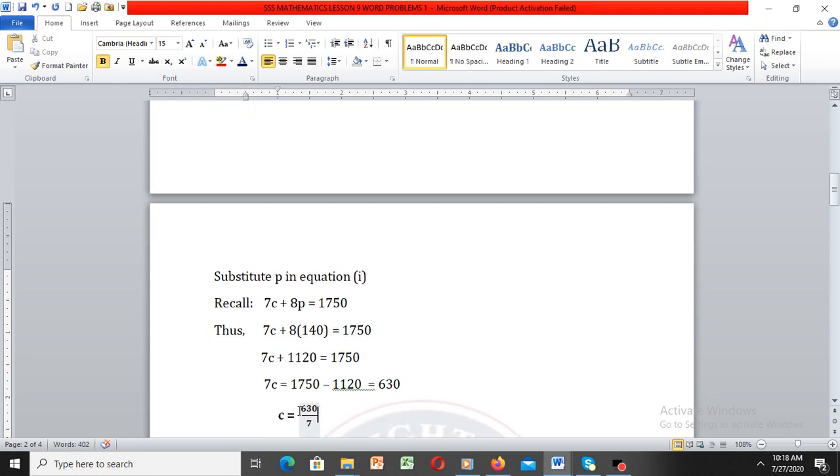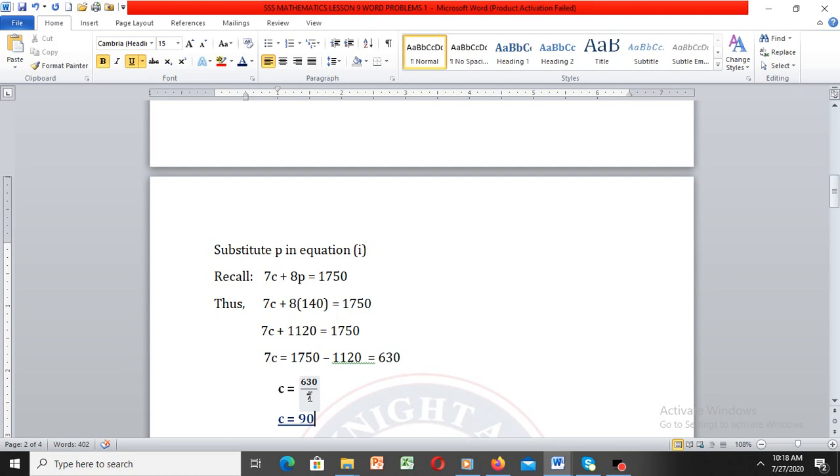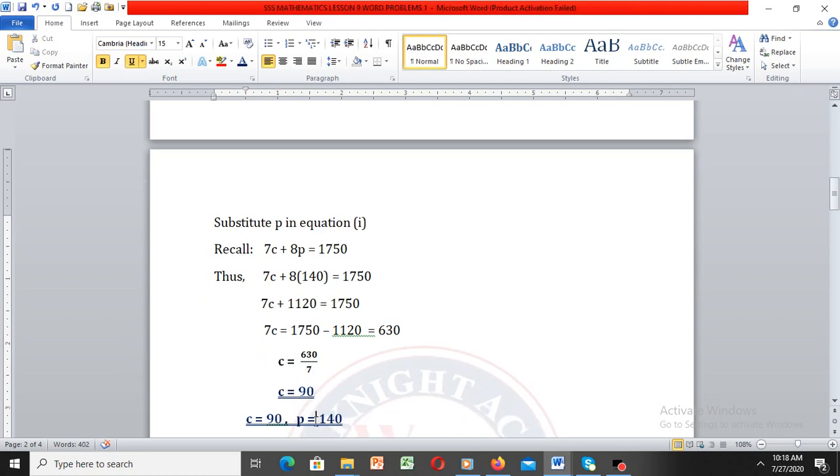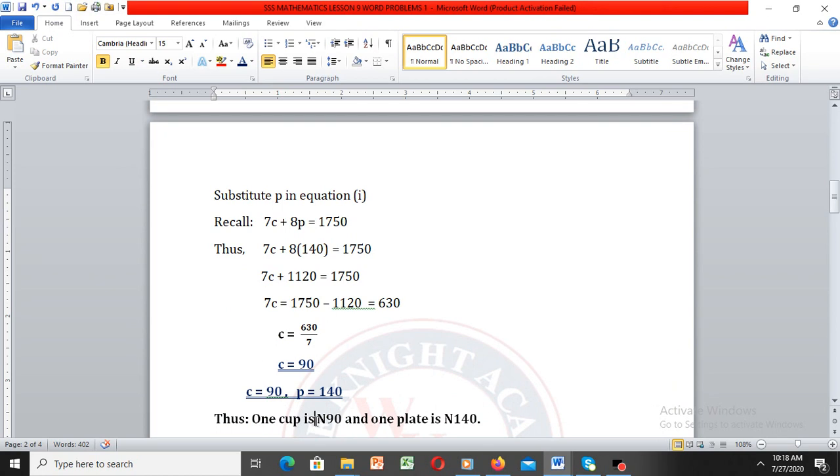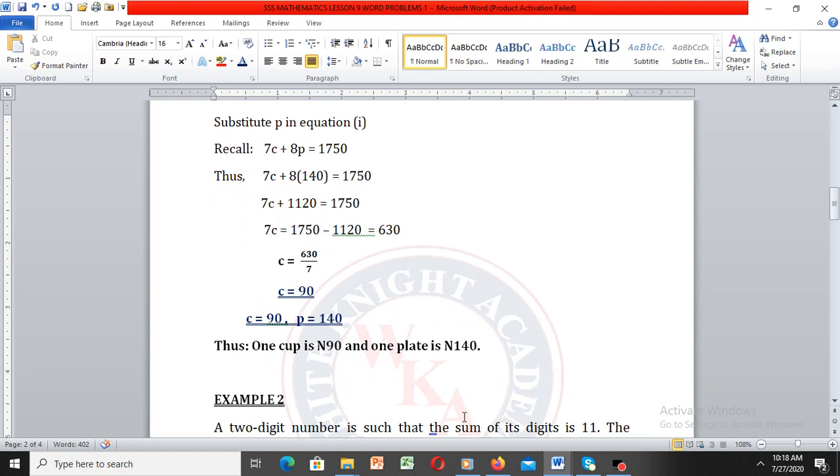We divide both sides by 7. So C becomes 630 over 7. Then that will give us 90. So C is 90 and P is 140. Then that means that the value of 1 cup is 90 naira and the value of 1 plate is 140 naira. We have found the price of the cup and the plate.